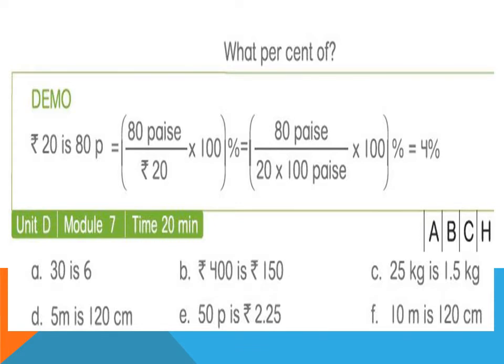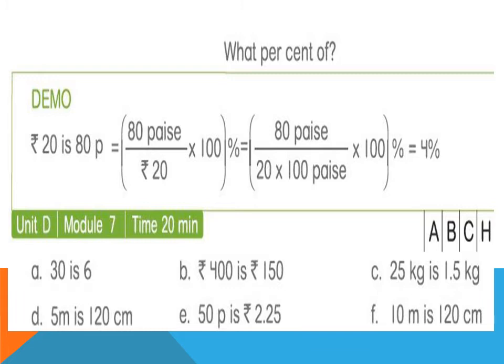Now in module number 7, what percentage of rupees 20 is 80 pies? Look at the demo. What percentage of rupees 20 is 80 pies? So what we will do? 80 pies by rupees 20 into 100%. Now one quantity is in pies, one quantity is in rupees. So what we will do? We will convert the rupees into pies by multiplying it by 100. So it will become 80 pies by 20 into 100 pies whole into 100%. After simplification, we will get 4%.